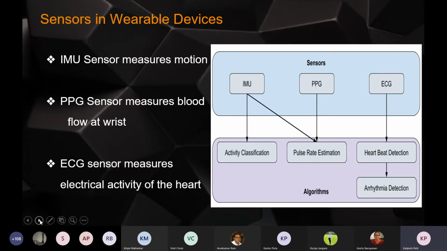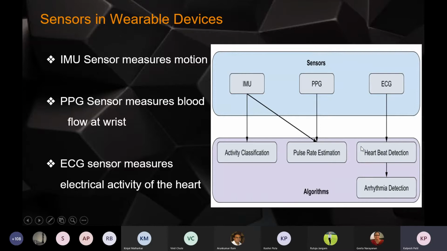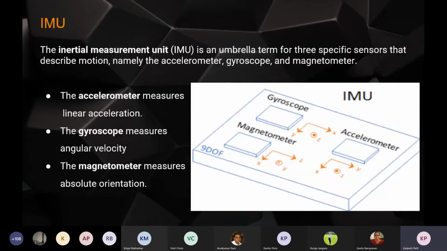So what are the sensors available in it? The sensors are the IMU sensor, PPG sensor, and ECG sensor. In the IMU sensor, which has an accelerometer and gyroscope, you can perform activity classification, whether that person is walking, running, cycling, or maybe a different kind of activity. The PPG sensor is used for identification of pulse rate, and ECG for arrhythmia detection.